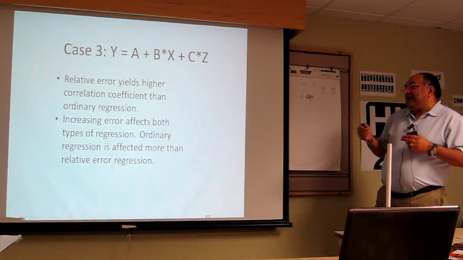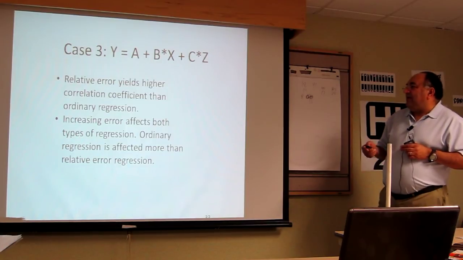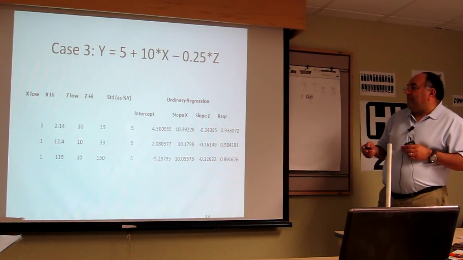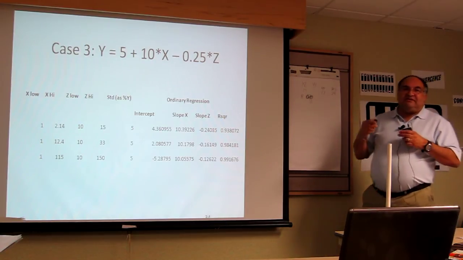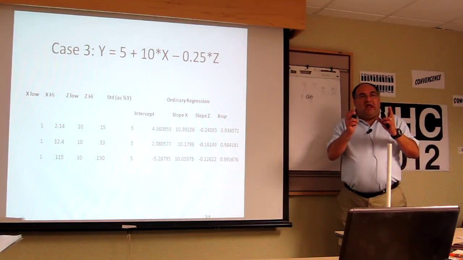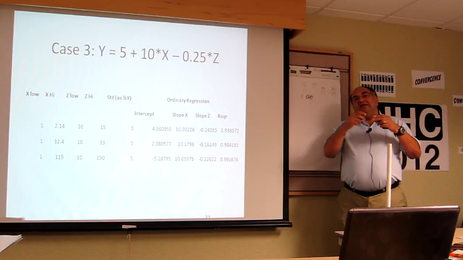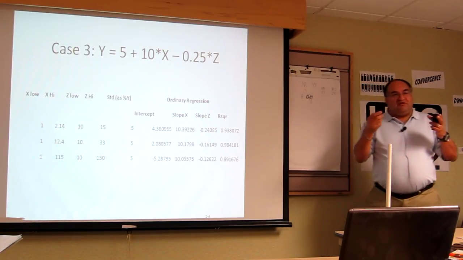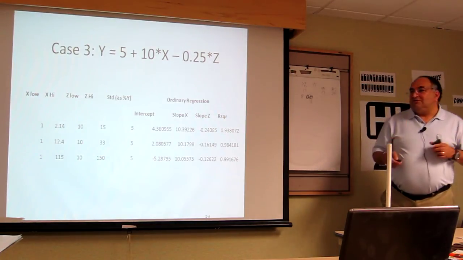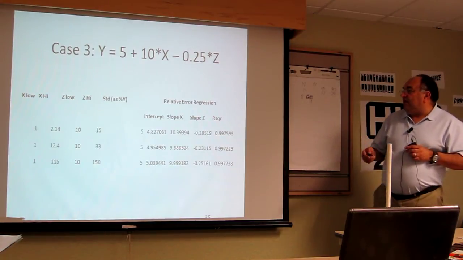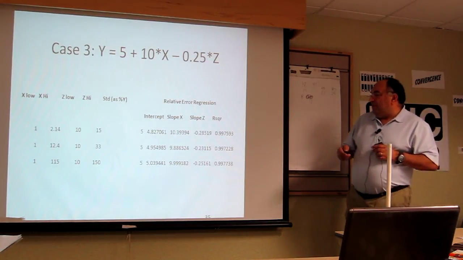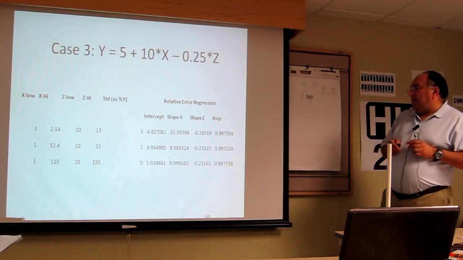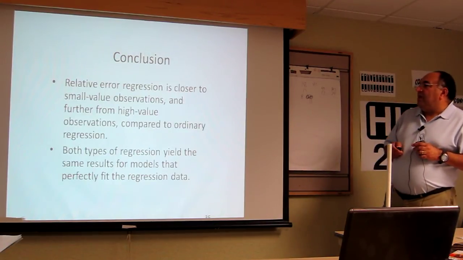Multiple regression, again, pretty much the same thing. And I updated this. We have the same results again: narrower ranges that experience a higher percentage of standard error will suffer more, while the relative error will maintain a better correlation.